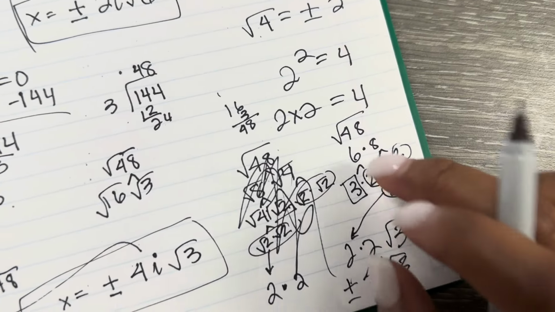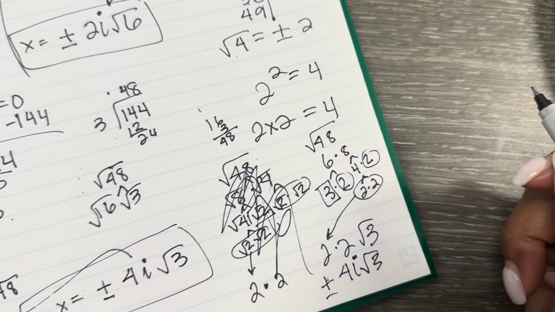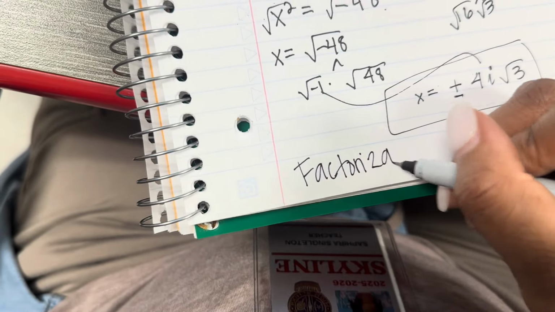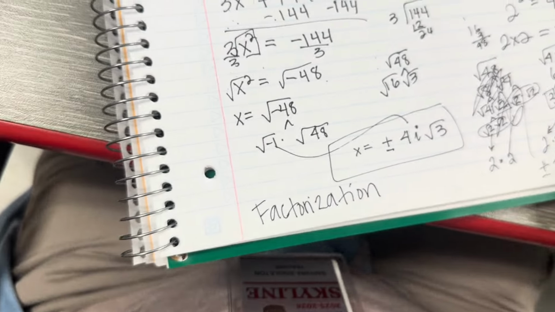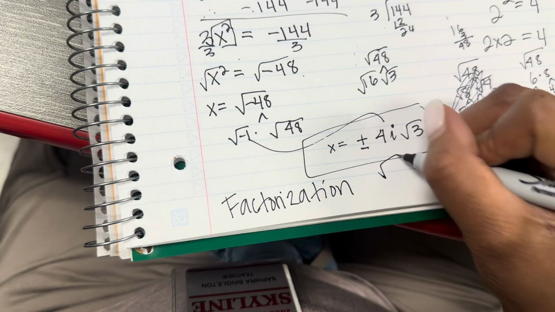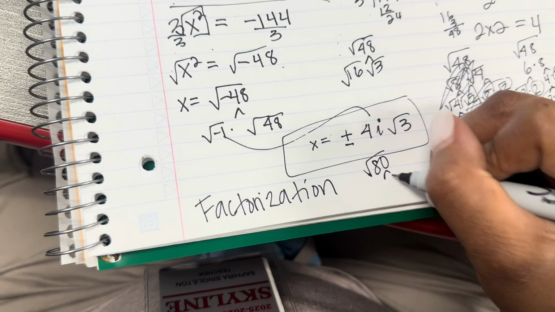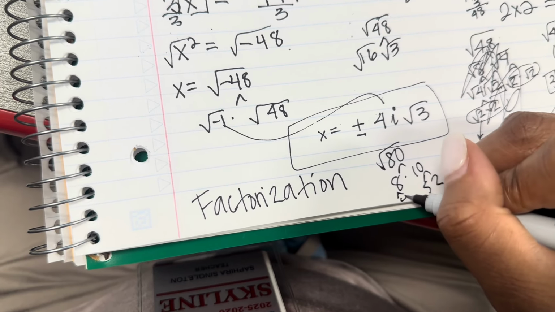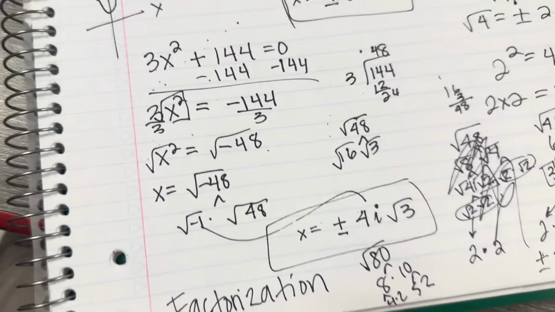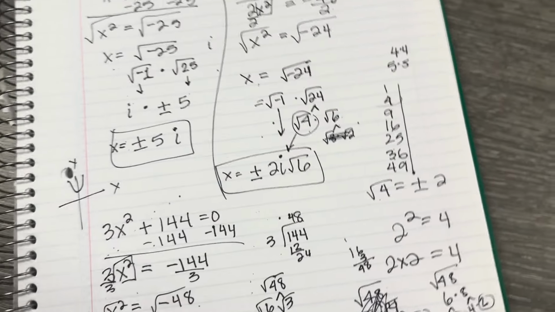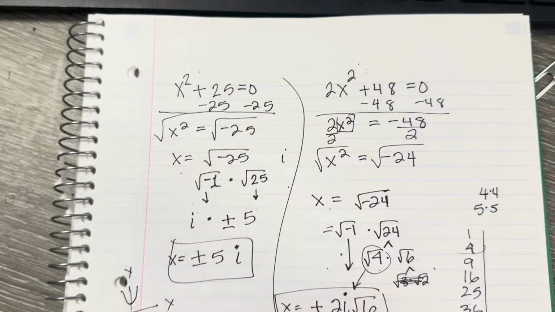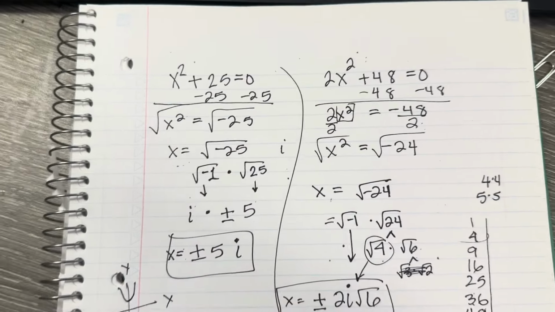I'm not going to go over factoring. You need to watch factorization. Go on YouTube and type in factorization on how to factor numbers, all right? How to do that. 8 times 10, 5 times 2, 4 times 2. Like, you got to watch another video on that. That's a whole separate video. But that's how you solve quadratics when there's imaginary involved.